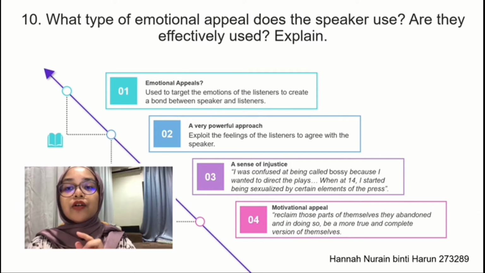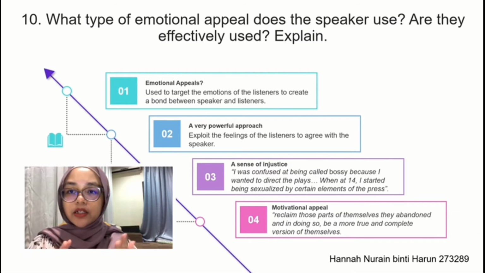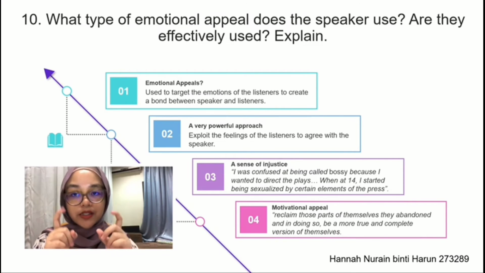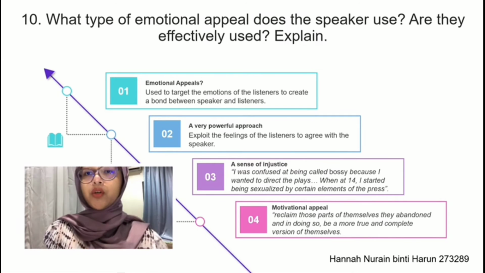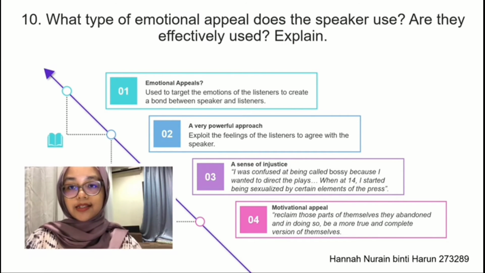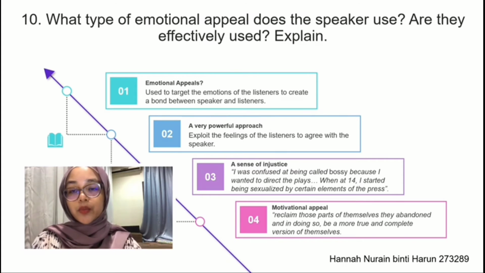Now, she had stated her feeling of injustice when she said she felt very confused when she was called bossy at age 8 simply because she wanted to direct her school plays while the boys weren't. And she also used motivational appeal on her listeners when she urged the men in her audience, and I quote, to reclaim those parts of themselves that they've abandoned in fighting gender equality.